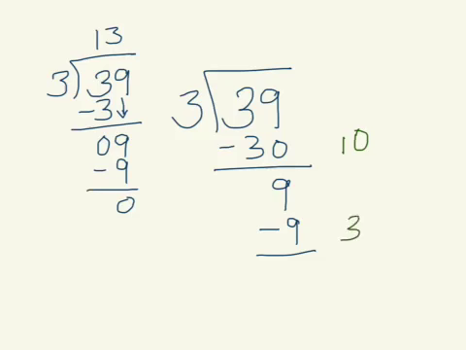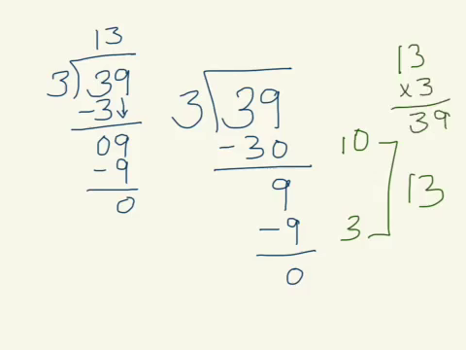So over here, I've got no remainder. And over here, I add these up, and I've got 13. And if I wanted to double check, 13 times 3 should give me 39, the number I started with. It does. Let's show another one. This time we'll do a little bit more complicated.